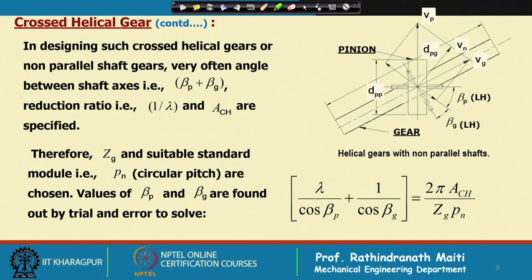Zg, the number of teeth of the gear, and suitable standard module, circular pitch, we have to choose. And finally, values of the helix angle of pinion and the helix angle of gear are found out by trial and error to solve the equations. Because if you look into this equation on the right hand side, we do not know what the angle beta p is and what the angle beta g is, although we know their summation. Center distance is given, and this pn we will select, that means module we will select, and this ratio is given. So, from a single equation we cannot solve this. So, we have to use some trial and error method.